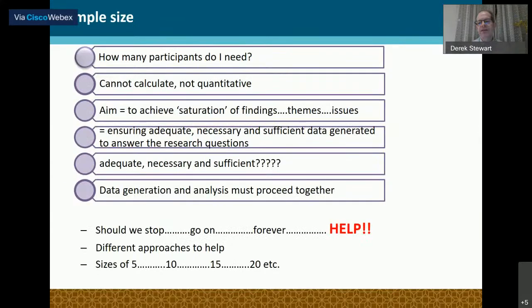The other thing that's different is the sample size, because again, in quantitative research, you will calculate it. You can calculate the number you need for an RCT, or for a survey, or a cohort study, or any other study design in quantitative research. But here we're trying to get something called saturation of the findings or the themes or the issues. And it's really just themes, issues. They're just groups of findings. So what we really want is that they're saturating.